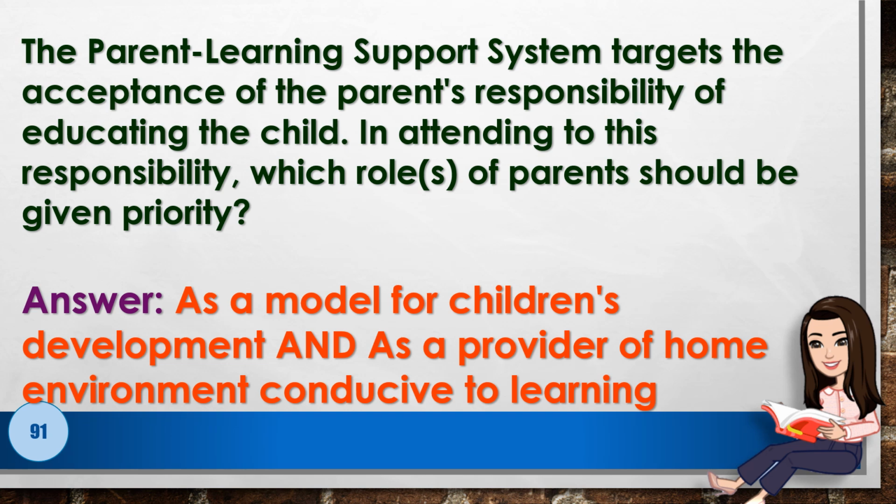91. The parent learning support system targets the acceptance of the parent's responsibility of educating the child. In attending to this responsibility, which role, or roles, of parents should be given priority? Answer: as a model for children's development, and as a provider of home environment conducive to learning.